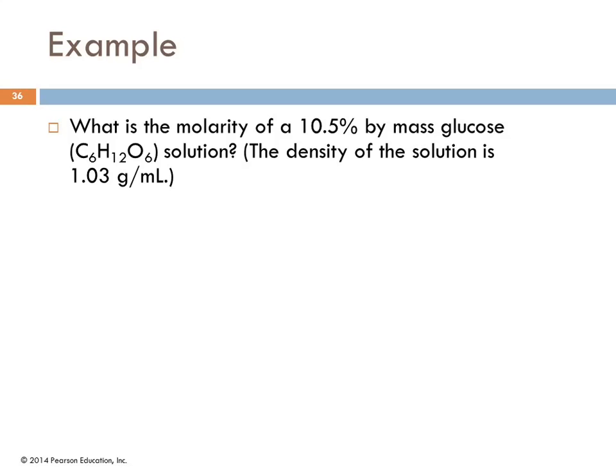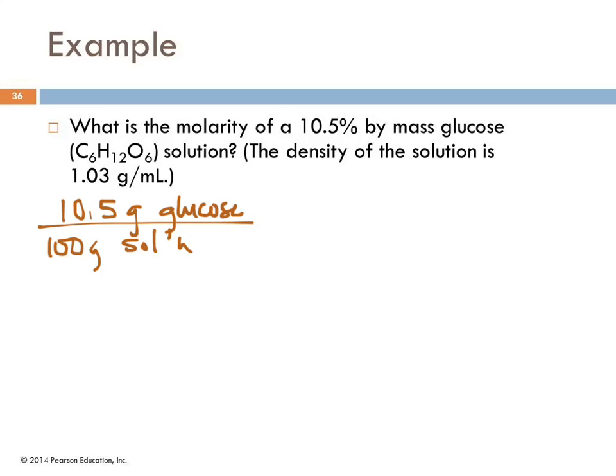Here's another one. What's the molarity of a 10.5% by mass glucose solution? The density is 1.03 grams per milliliter. Let's pull numbers out. Worked before. What does 10.5% mean? 10.5 grams of glucose per 100 grams of solution. So that's useful. And then we've got a density, 1.03 grams per milliliter. That's grams of solution per milliliter of solution.